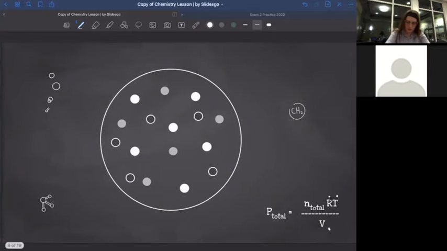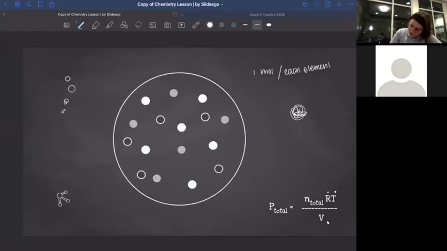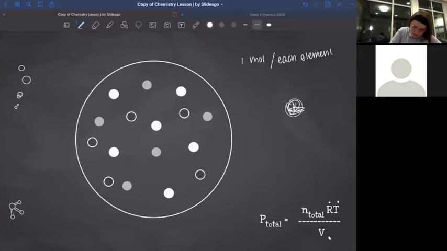So, let's just say that there's 1 mole of each element. Sorry, I have something like these decorations, that's not important. So we have 3 moles in total because we have a mole of the white ones, a mole of the gray ones, and a mole of these black ones. So we have 3 moles in total.